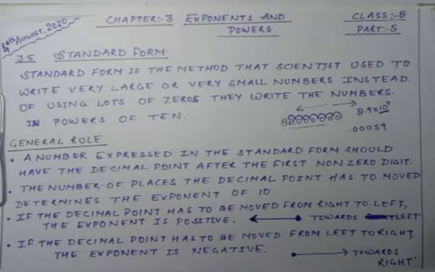Today we are going to start with the same chapter, that is chapter 3, exponents and power, and it is the last part of this chapter. Last time I explained to you various laws of exponents, when the power is positive and when the power is negative. Today I am going to start with a new topic, that is standard form. So let us see what is standard form.